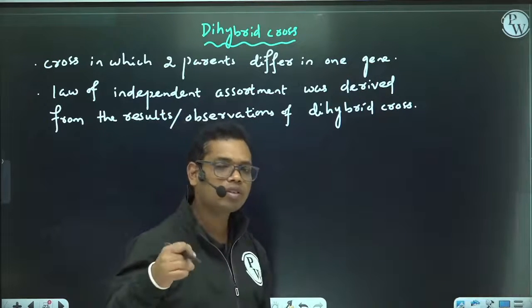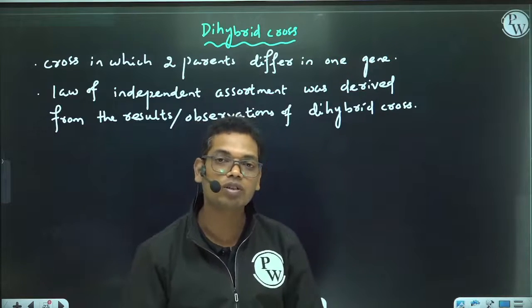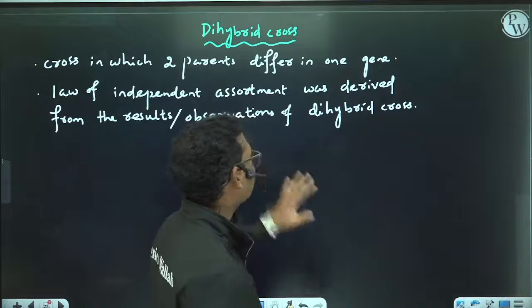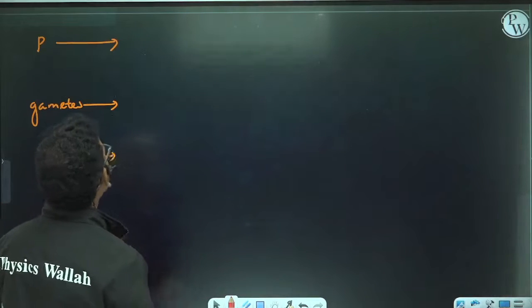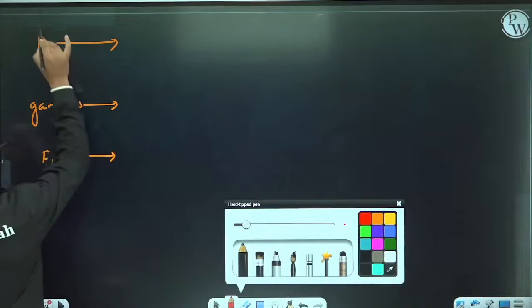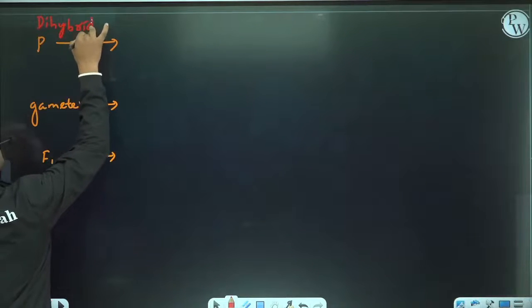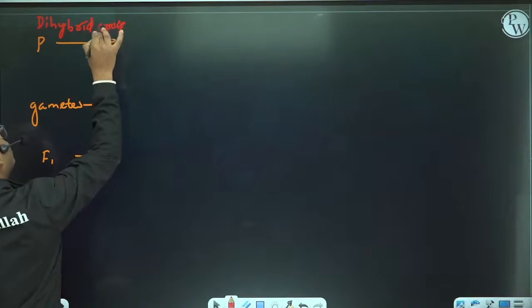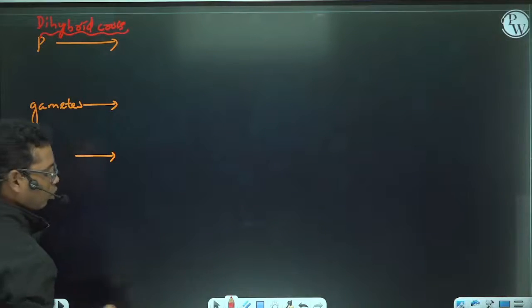From the monohybrid cross, he gave the law of dominance and the law of segregation, and from the dihybrid cross, he gave the law of independent assortment. So in the case of a dihybrid cross, how can it be performed? Let me explain here. Here I am going to explain the dihybrid cross.